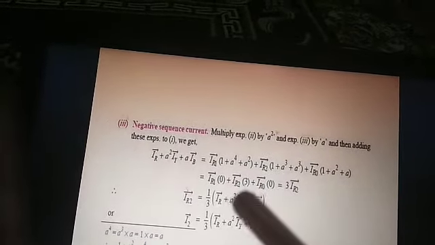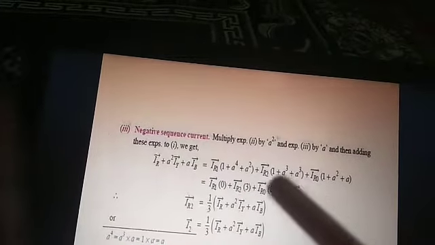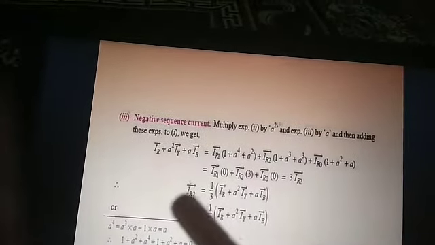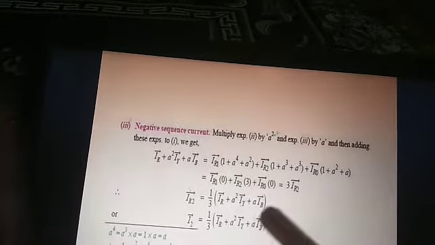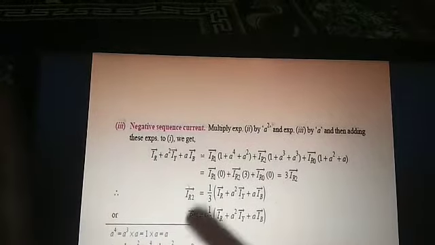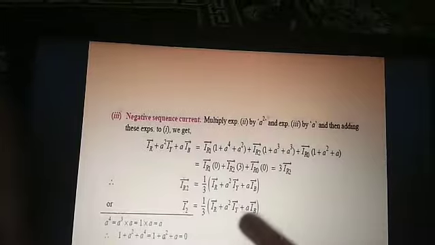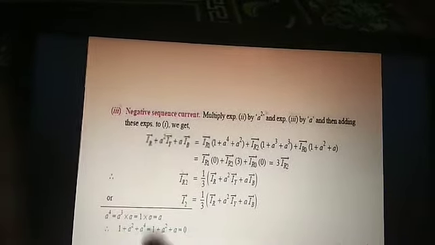And here 1 plus A cube, that means 1 plus 1 plus 1, so 3. So 3 IR2. So the negative sequence current IR2 equals 1/3 of IR plus A square IY plus A IB. So I2, we are omitting R here because this is the reference phase. So I2 equals 1/3 of IR plus A square IY plus A IB. So this is the calculation.